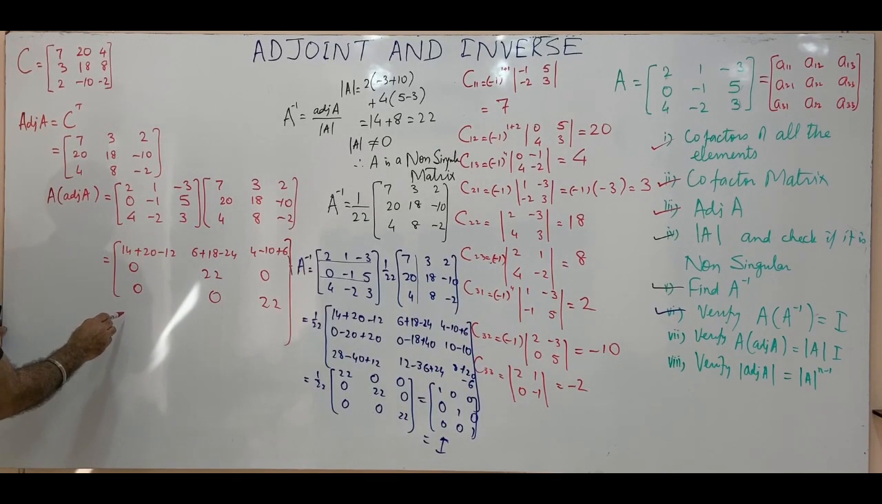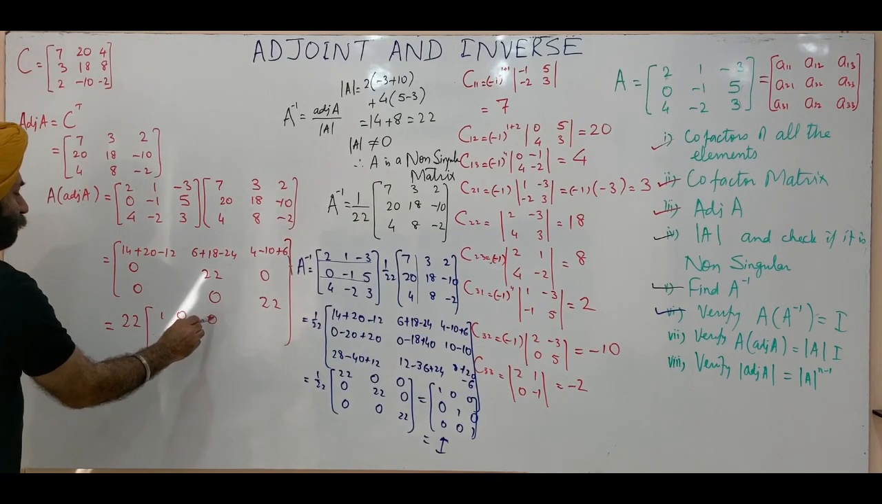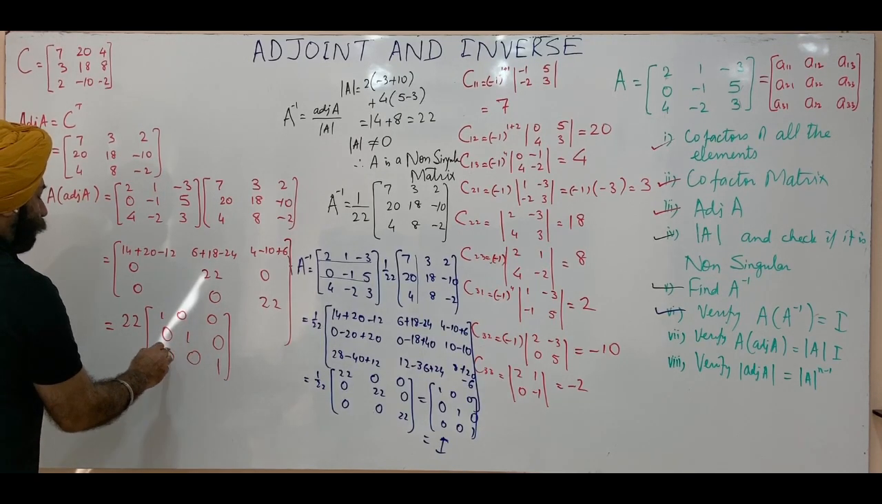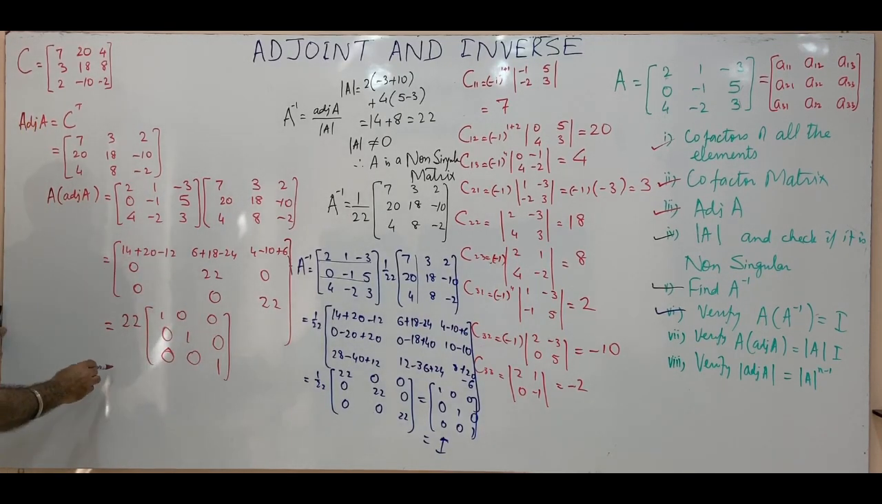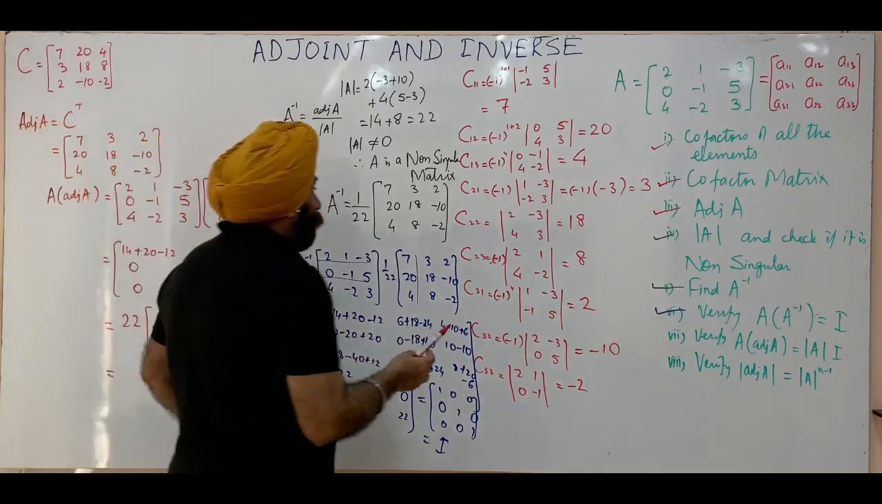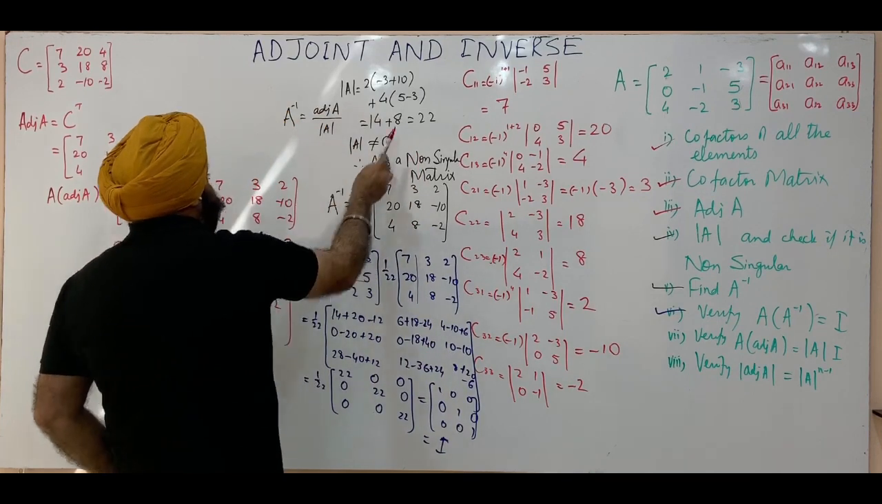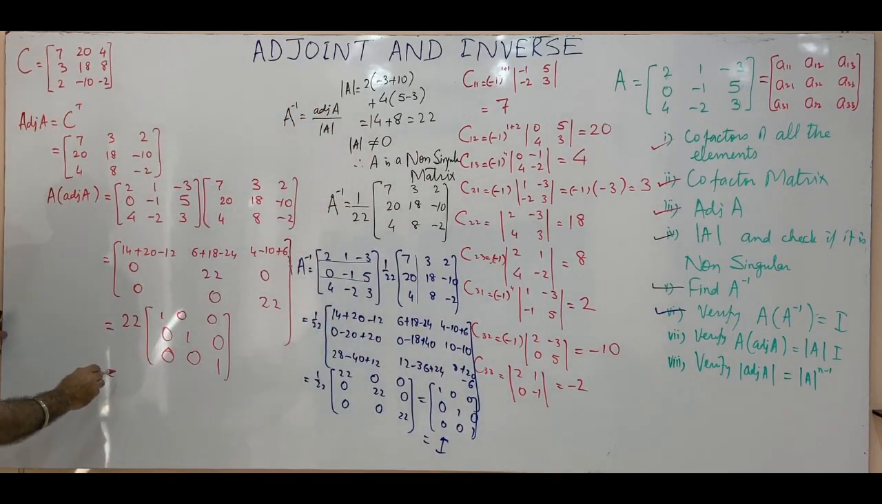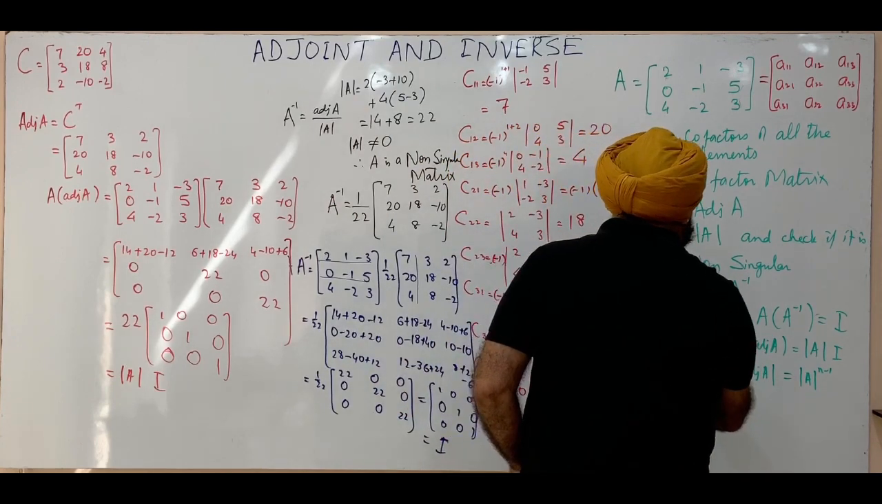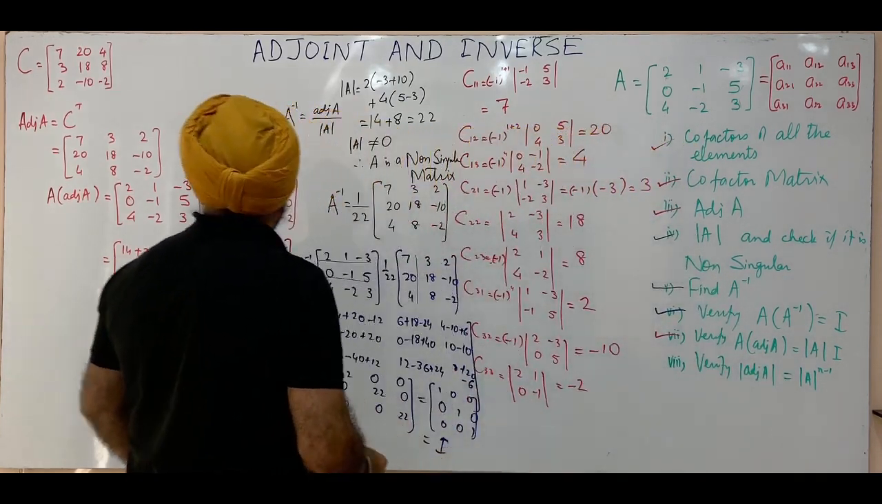So this is 22 times 1 0 0, 0 1 0, 0 0 and 1. We are taking 22 common. And what is 22? 22 is value of determinant of A. So this is determinant of A and this is I. So A into adjoint of A is equal to determinant of A into I.